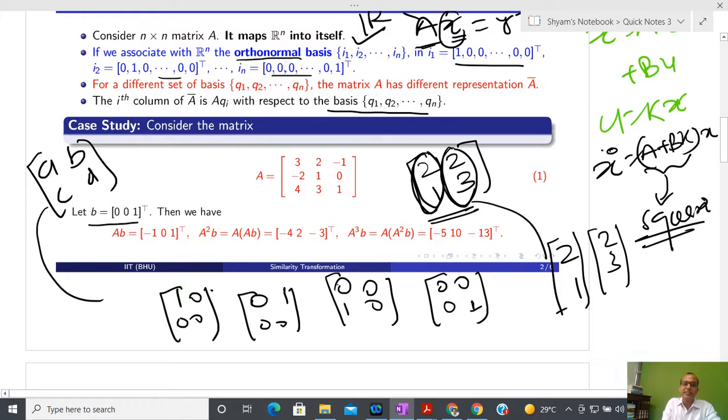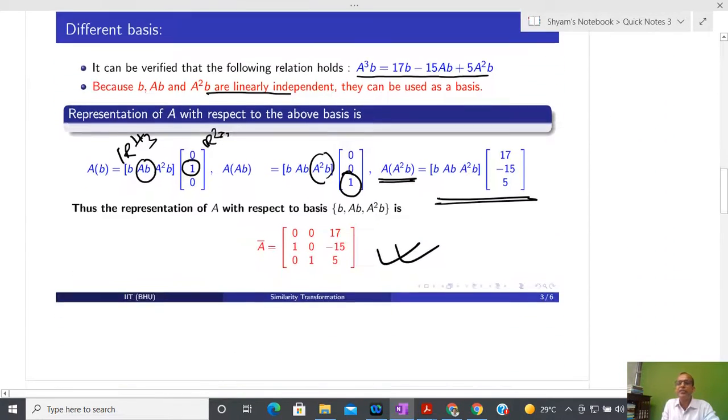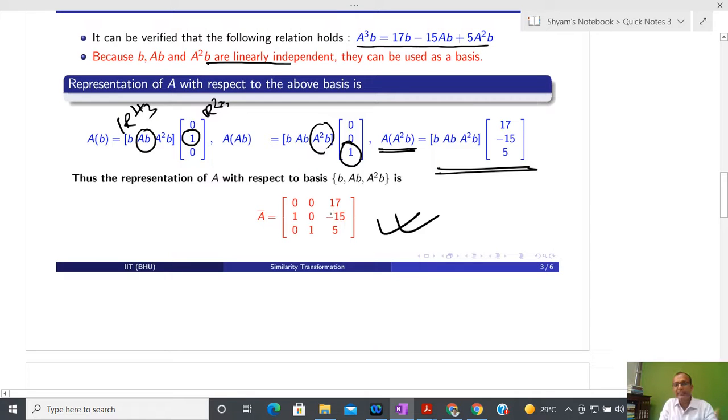I will define this in the next class. Okay, what is the meaning of an orthonormal basis? You can see this is a standard basis. Now if I have one basis, I can generate a new basis and I can express the same matrix with the help of another basis. So the same matrix can be represented using two different bases.